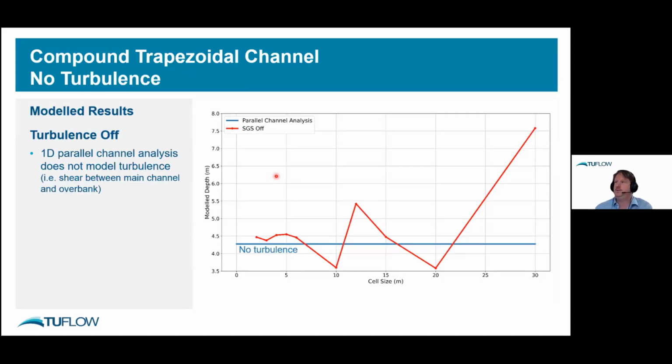Okay, so if I jump to some results, what I've got over here on the x-axis is cell size. Larger cell size over here at 30 meters, down to higher resolution cells at the bottom. In this case, this red line is with the subgrid sampling turned off, and also with turbulence turned off. So there's no 2D turbulence taken into account. We've actually suppressed the turbulence term. So no shear between the main channel and the overbank, which is consistent with a 1D parallel channel analysis.